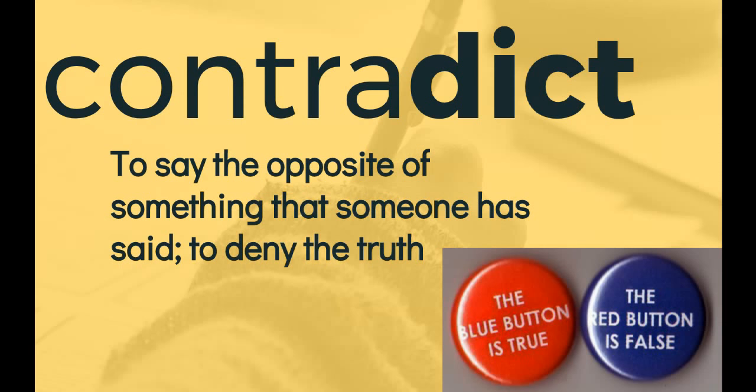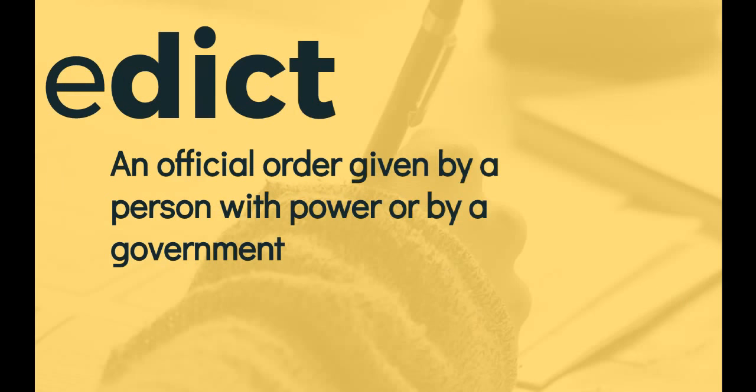Next is contradict. This means to say the opposite of something that has been or that someone has said, or to deny the truth. So the picture in the corner has two buttons. The one on the left, the red button, says the blue button is true. The blue button says the red button is false. So the blue button can't be true and the red button be false. These buttons contradict each other. They say the opposite.